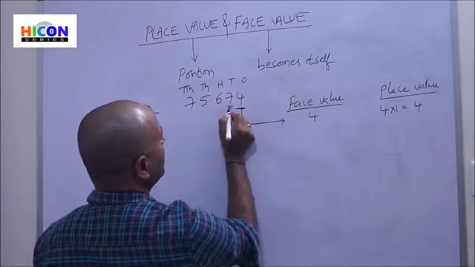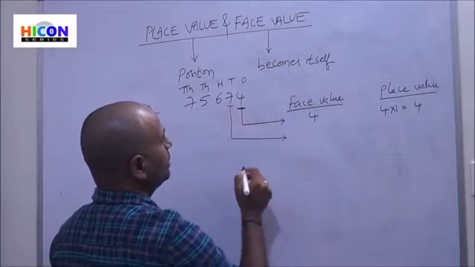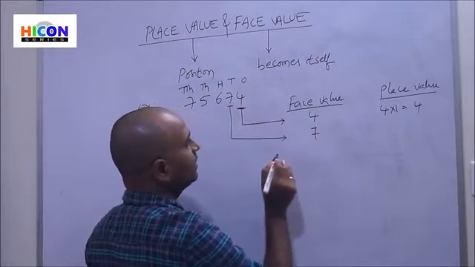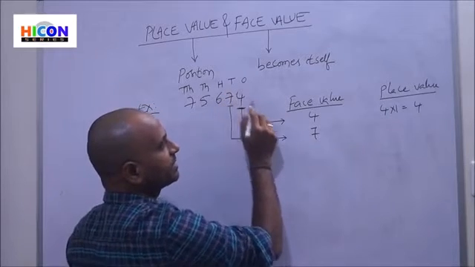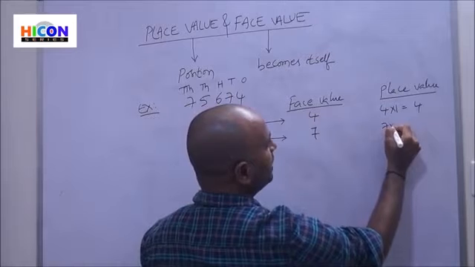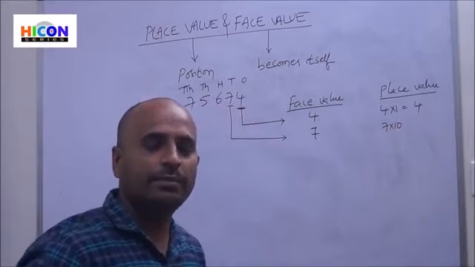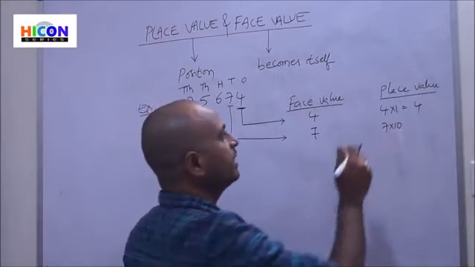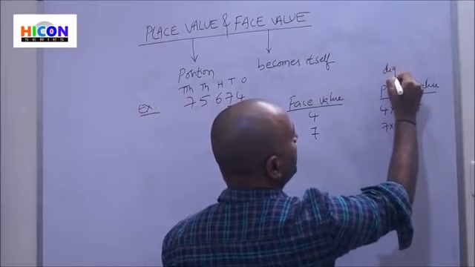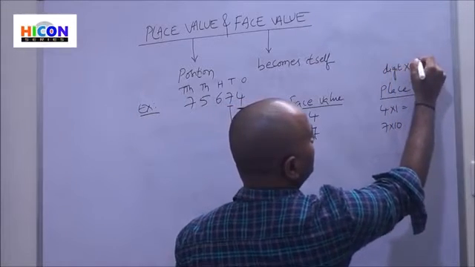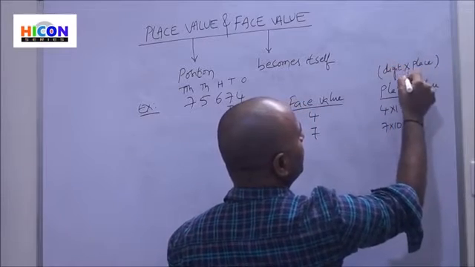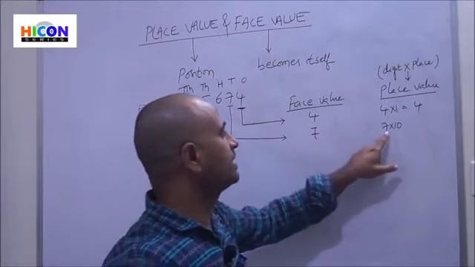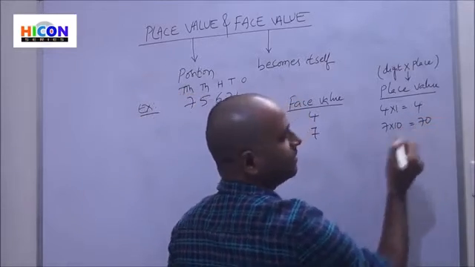Next, now take the another digit 7. So what is the face value of 7? The face value of 7 becomes itself, that is 7, and 7 is present in tens place. The place value becomes 7 into 10. So place value can be obtained by multiplying the digit with its place. So we will get place value. So the digit is 7 and 7 is present in tens place. That's why 7 into 10, the place value is 70.